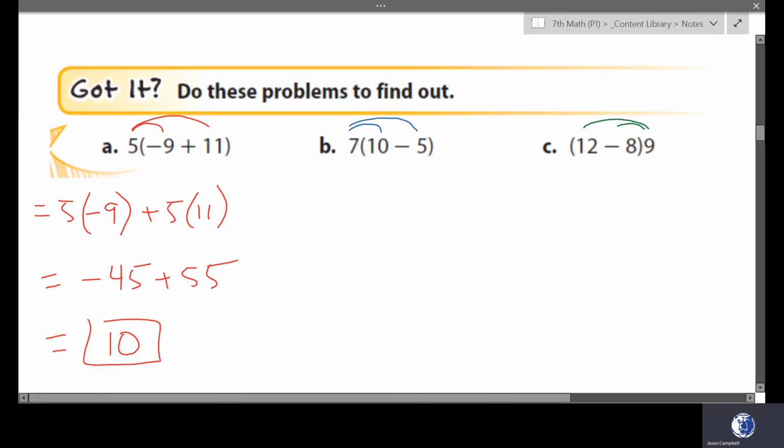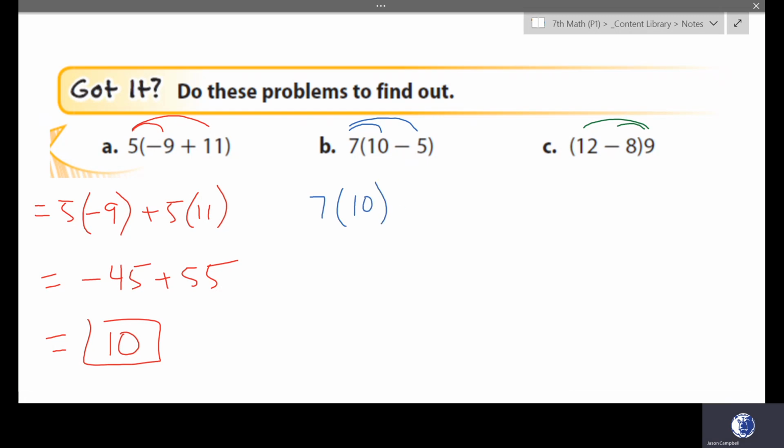For got it B, 7 multiplied by 10, subtract 7 multiplied by 5. 7 multiplied by 10 is 70. 7 multiplied by 5 is 35. 70 subtract 35 is 35.